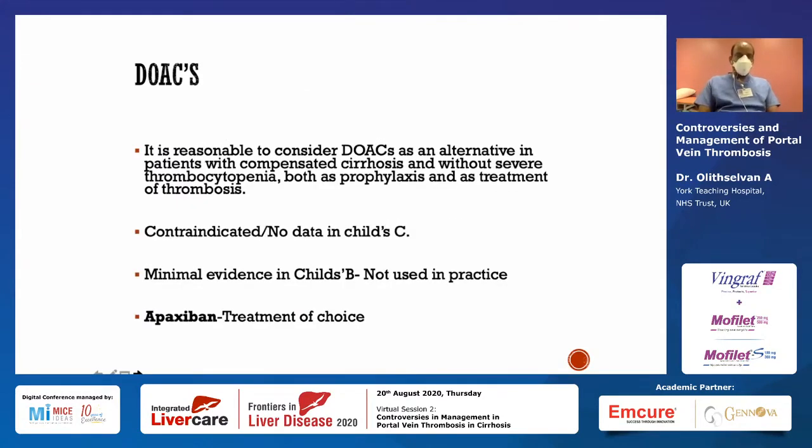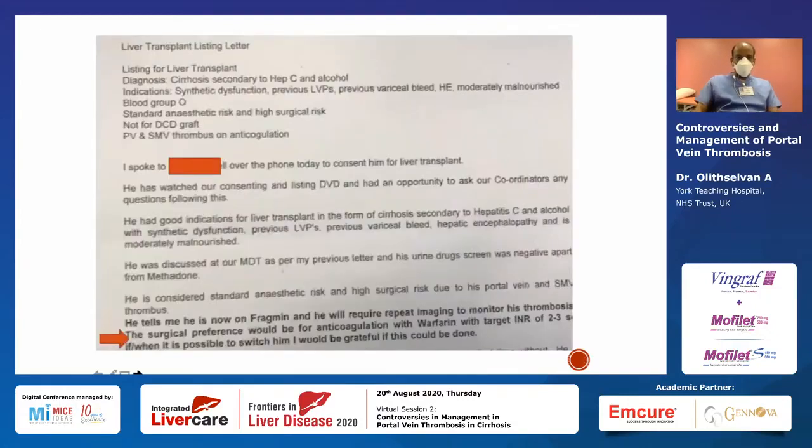So on the whole, if you look at the direct acting anticoagulants, it's reasonable to use this as an alternative in patients with compensated cirrhosis without severe thrombocytopenia, both for prophylaxis and for treatment. You cannot use it in Child C because there is no data. Although there's some data in Child B, I know most of the hepatologists and the transplanters don't use it. So essentially, it's Child A usage, and if you really want to pick one of these agents, apixaban seems to be the treatment of choice.